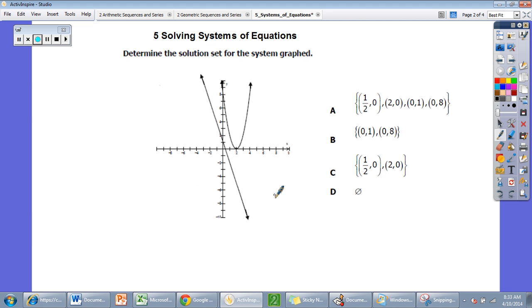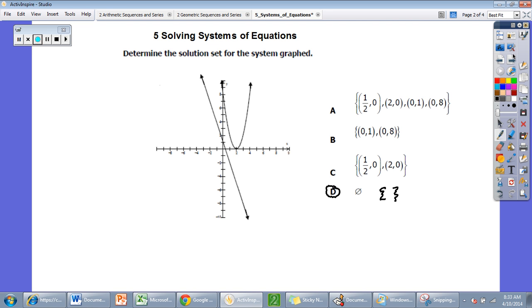Another example says determine the solution set for this system graphed. Okay, so you have a parabola and you have a straight line. Again, we're trying to see where does this parabola and this straight line intersect. A lot of times students get confused and they want to pick the x-intercepts for the parabola and the x-intercepts for the line. We want to know where do these two things touch each other. And you can see here that these two things are never going to touch each other. So the correct answer here is no solution. And that's what this 0 with the slash mark means. Another example of something that means no solution is the empty brackets.